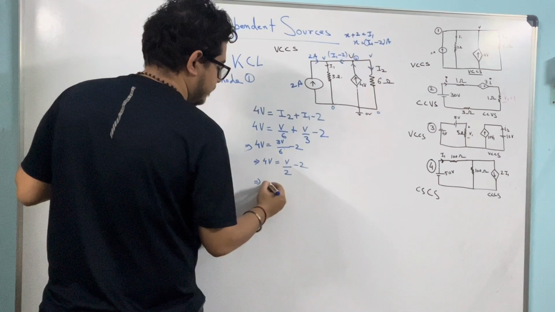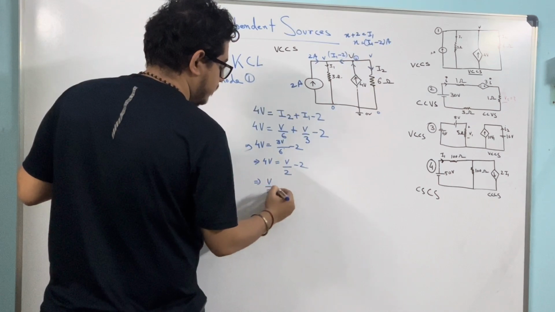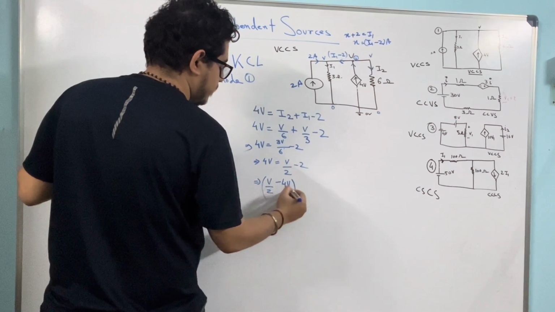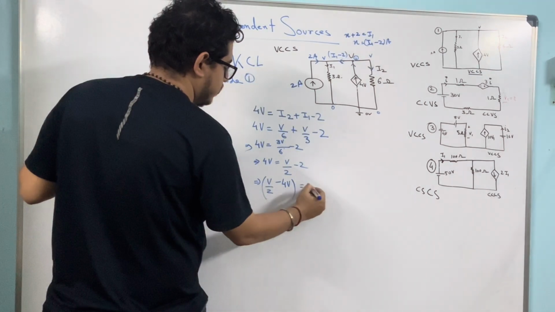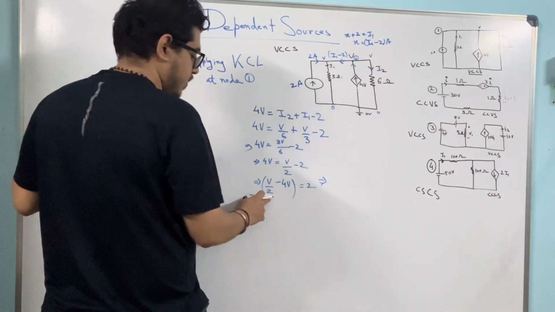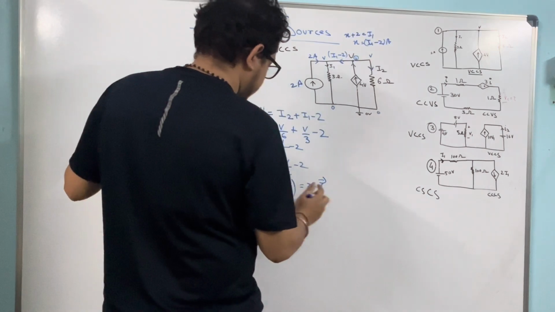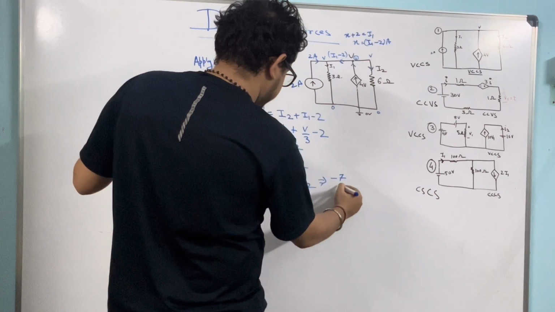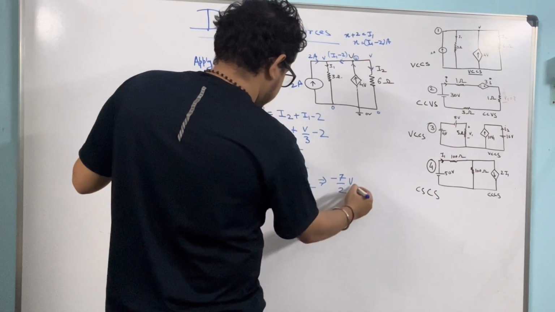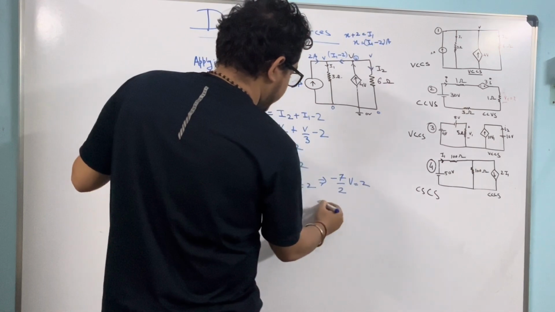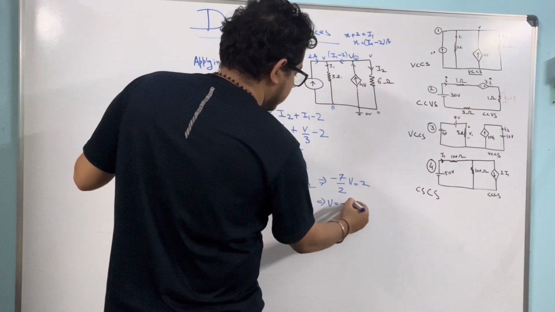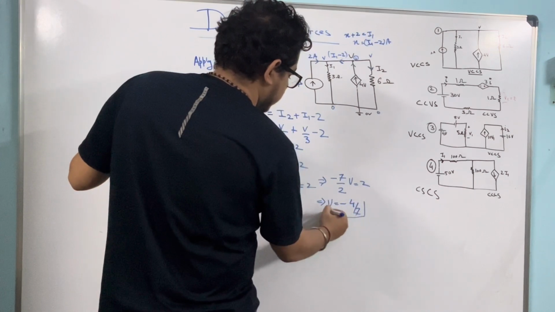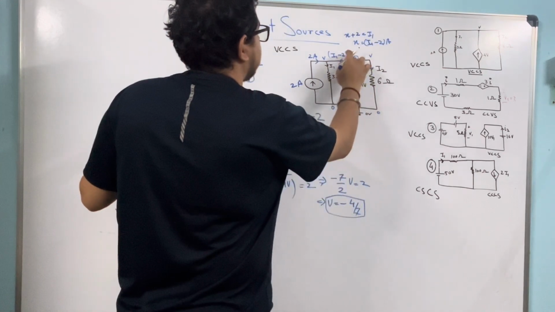So this implies that V by 2 minus 4V equal to 2, which will imply minus 7 by 2 V equal to 2. So V will be equal to minus 4 by 7. So the value of V will be minus 4 by 7, okay.